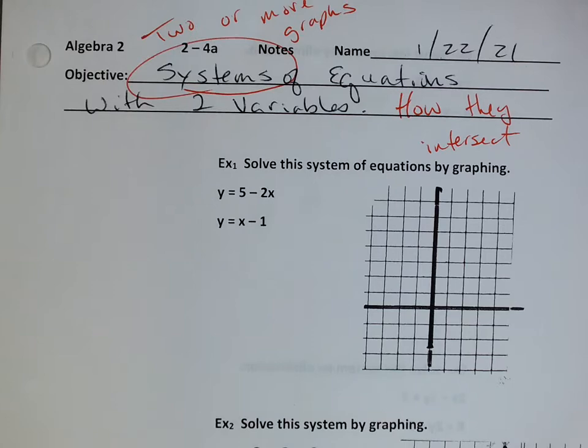So if I take a look at example 1, I'm just going to graph example 1, and I'm going to graph example 2, and then we'll find out where they intersect, okay? So hold on, I'm going to grab some different colors. Oh, how about blue? Blue and green. That sounds perfect.